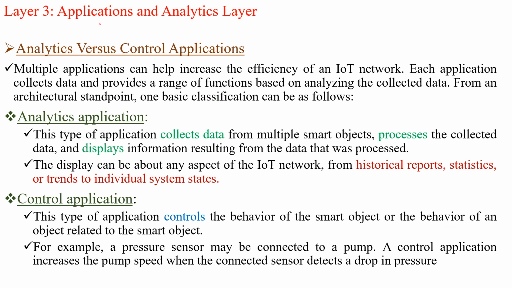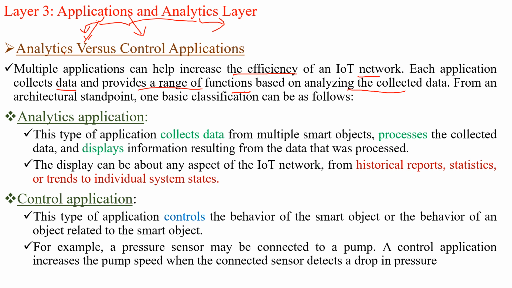Now we go for the last layer, that is the applications and analytics layer. First we will see the two different types of application, then the two different types of analytics. The first is analytics application versus control application. Multiple applications can help increase the efficiency of an IoT network. Each application collects data and provides a range of functions based on analyzing the collected data.